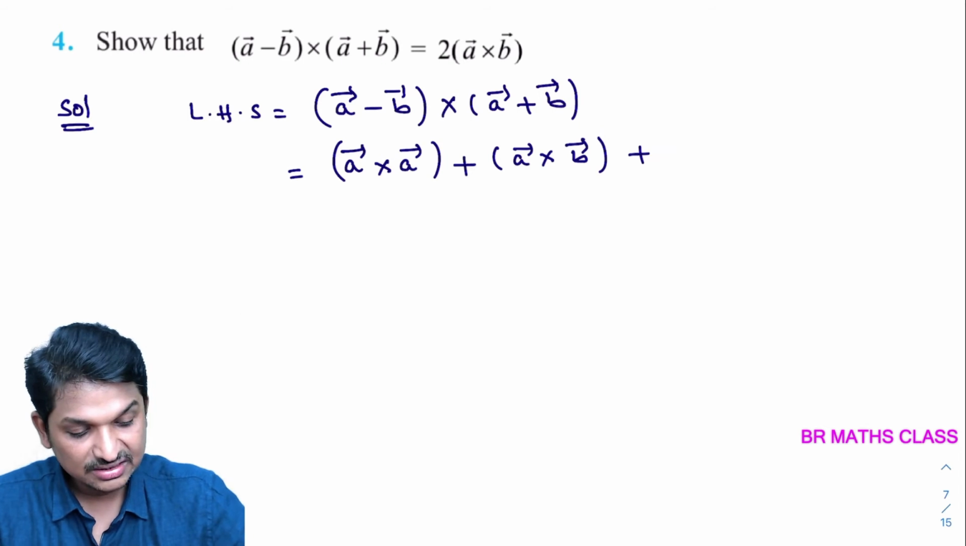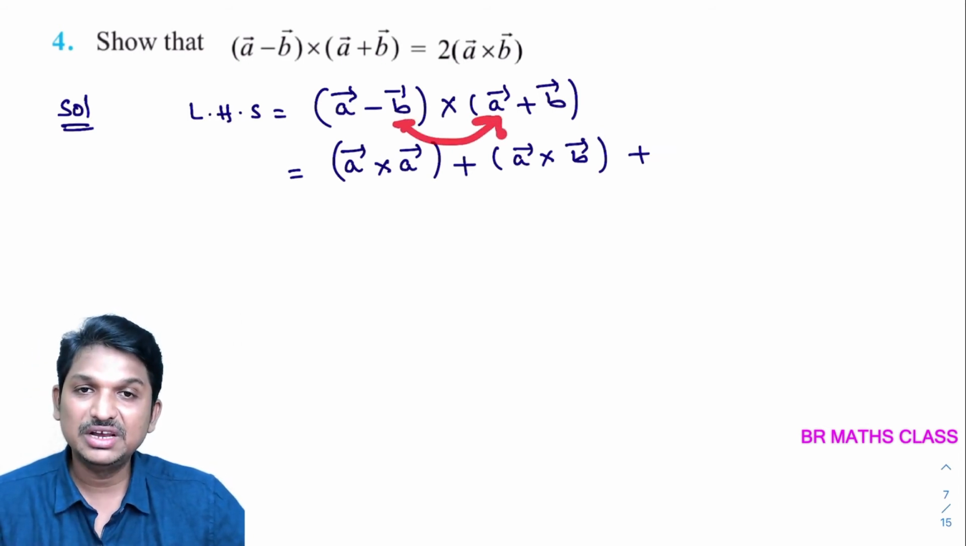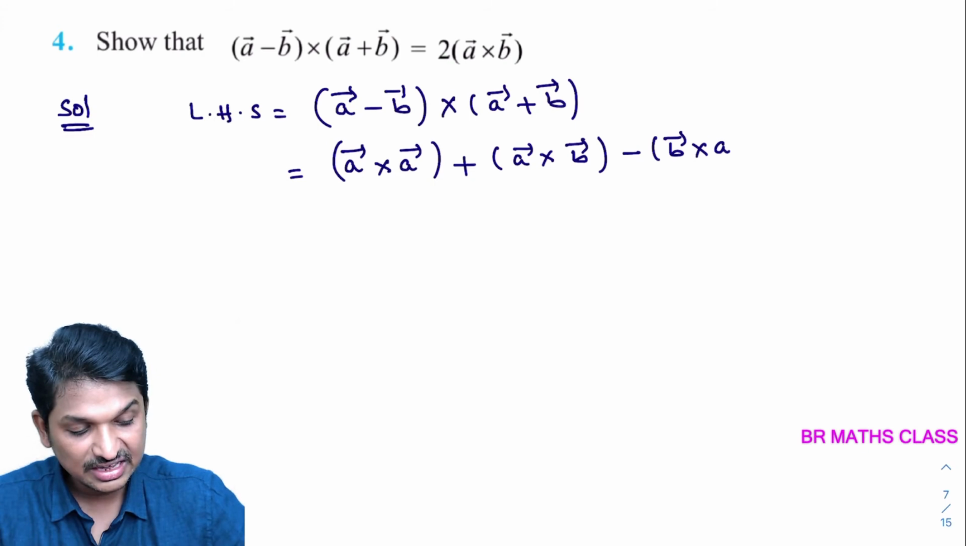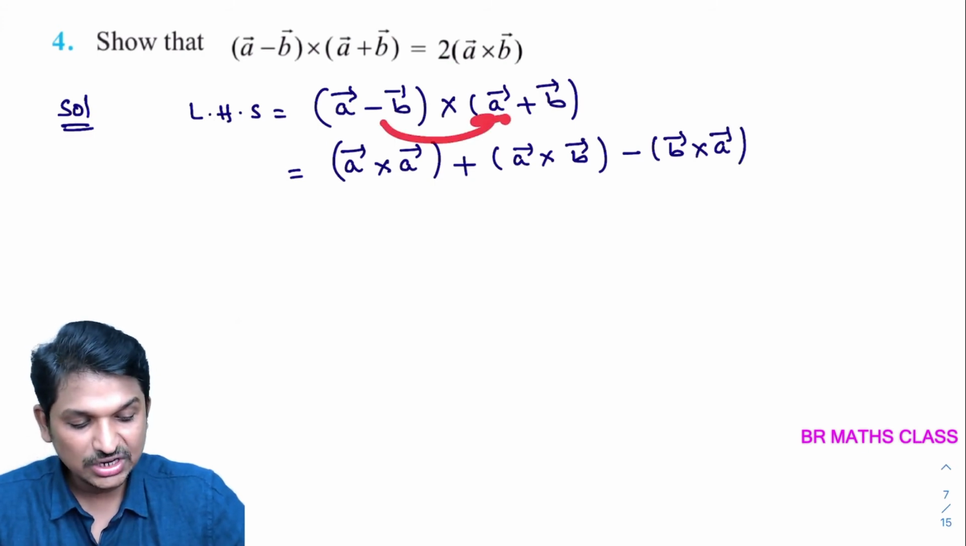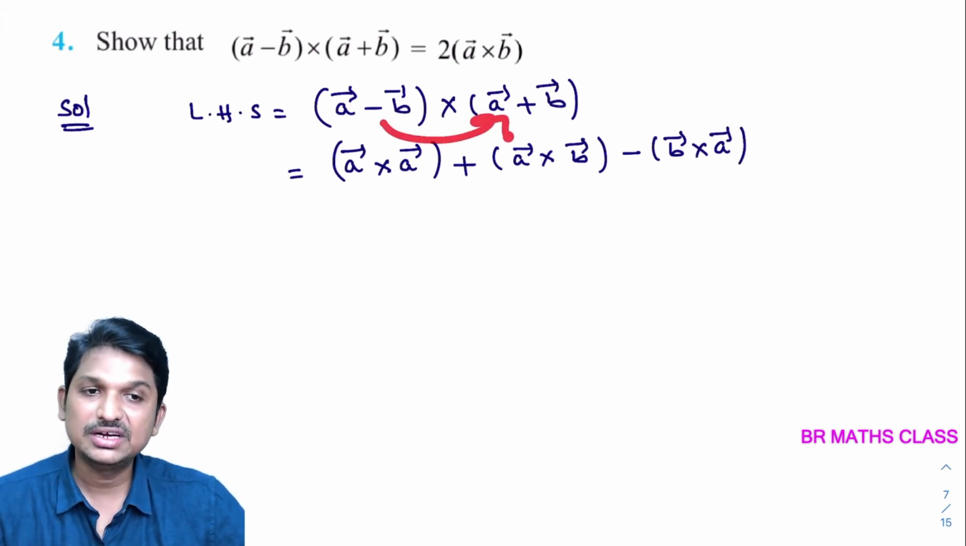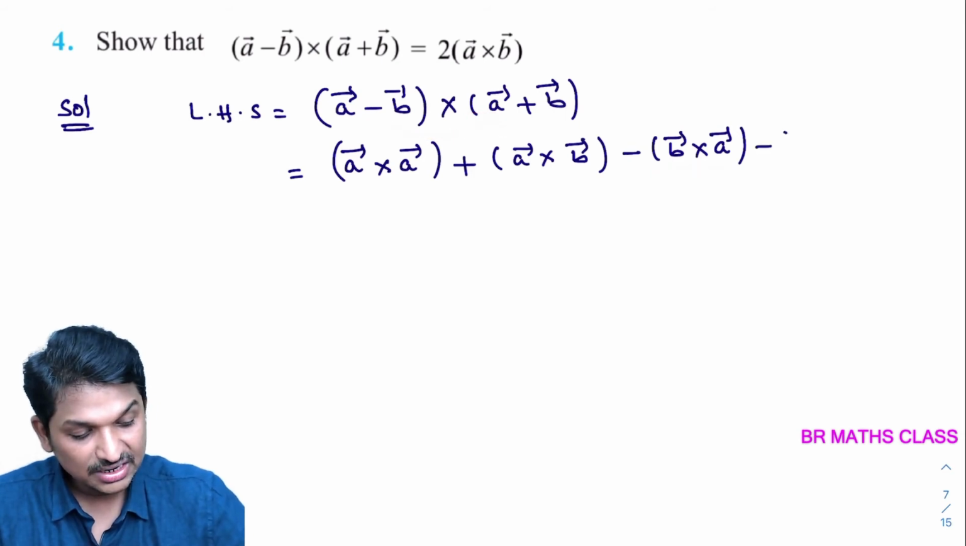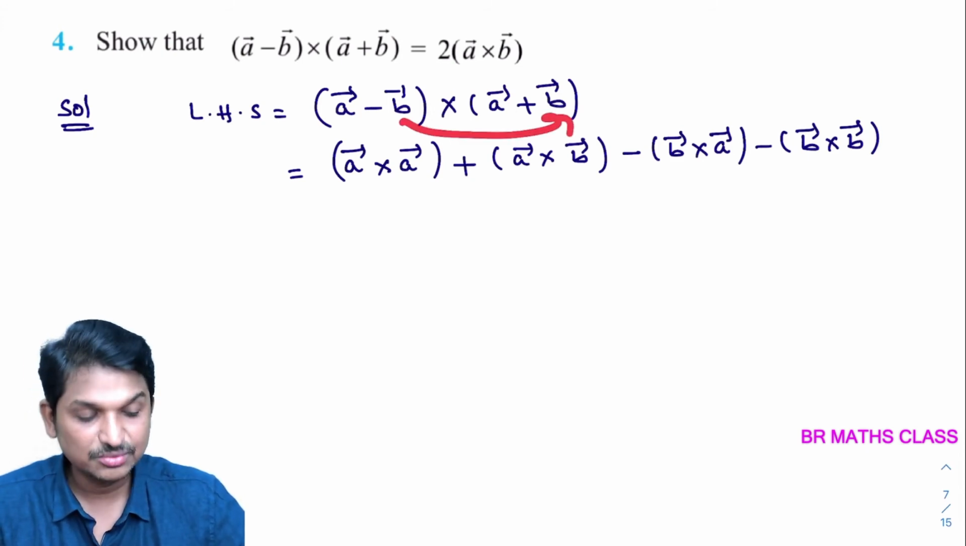Plus, look here now, with this b bar cross a bar, but here the minus symbol is there. So what to write here? This is minus of b bar cross a bar. I'm just doing this like a normal multiplication, but remember that it is not a normal multiplication. Minus b bar cross a bar. Now minus of b bar cross b bar. Look here, b bar cross b bar, right?